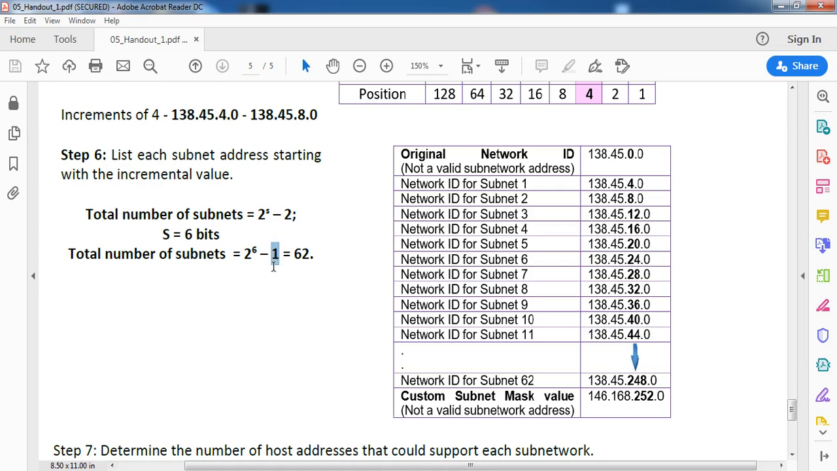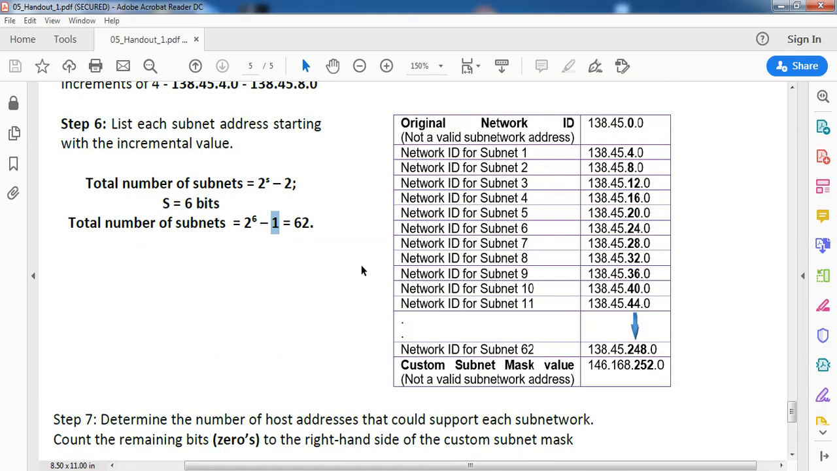Why minus 2? We can't use the first one as a subnetwork, the 0.0.0, because that's the original network ID and not valid for use as a subnetwork address. And the last one, the last portion, is also not a valid subnetwork ID. Okay? So we can actually cover up to 62 subnetworks, which is 17 more than what we needed.